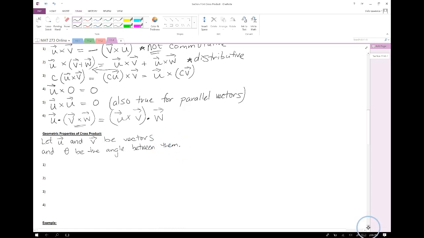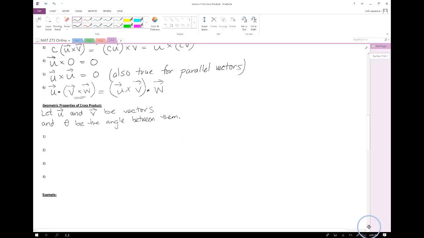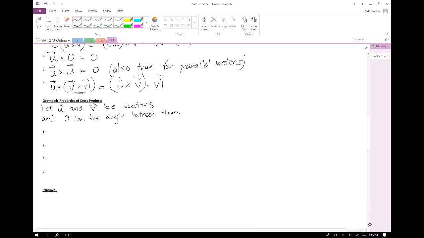So these properties are more about things that are going to happen on a graph. So the first property I have already talked about in the introduction for cross product. u cross v is a vector that is orthogonal to both u and v. And orthogonal just means normal, is another word we use there, or perpendicular. It means they make a 90-degree angle.